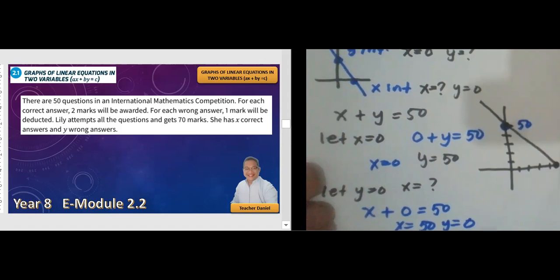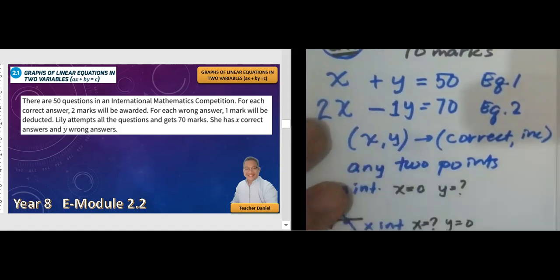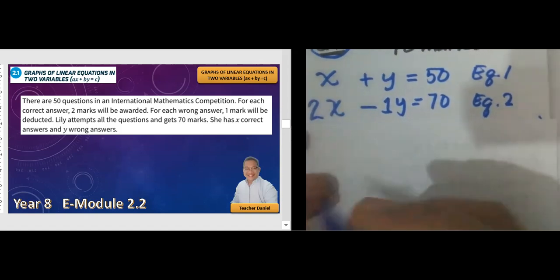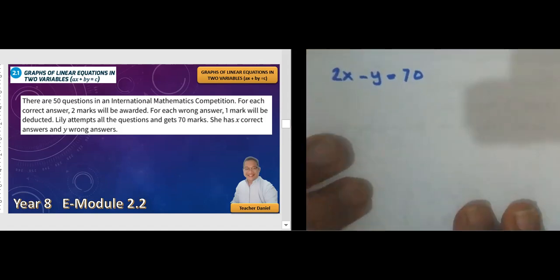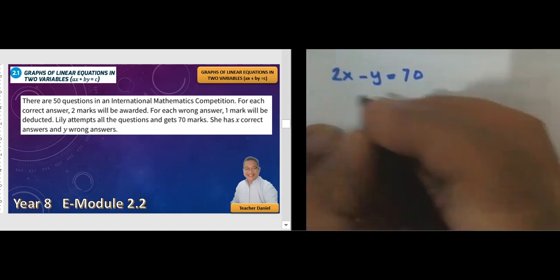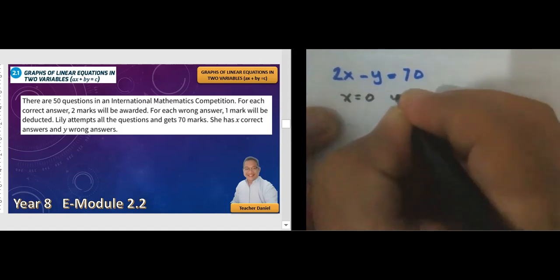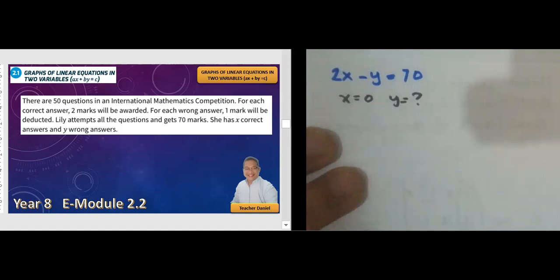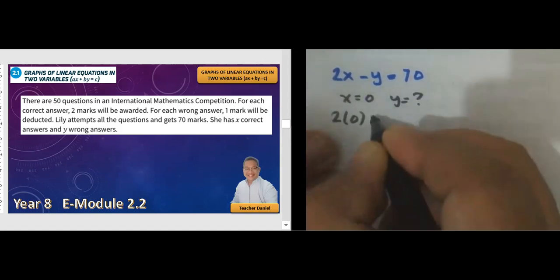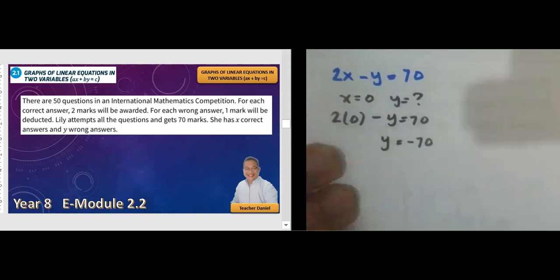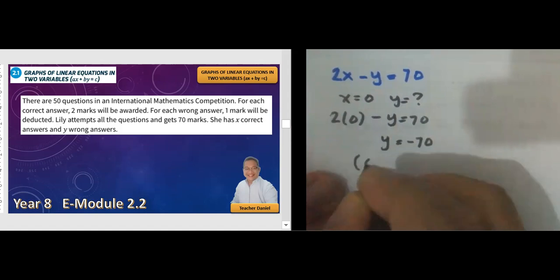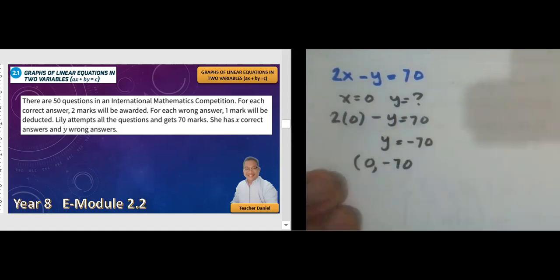Now, at this time, we will do the same thing for our equation number 2. Let me just copy that for a while. So we have there 2x minus y is equal to 70. We're going to get the y-intercept and the x-intercept. To get the y-intercept, we need to let x equal 0 and solve for y. So we have 2 times 0 minus y equals 70. Therefore, y is equal to negative 70. Meaning to say, the coordinate if x is 0, y is equal to negative 70.